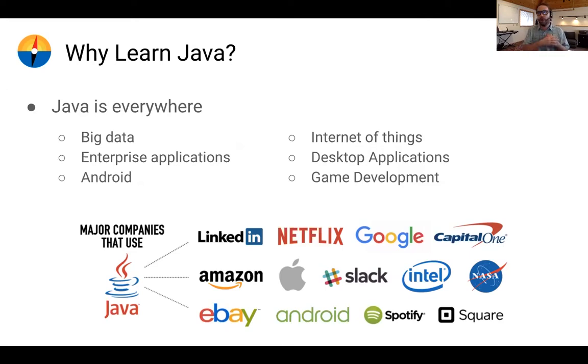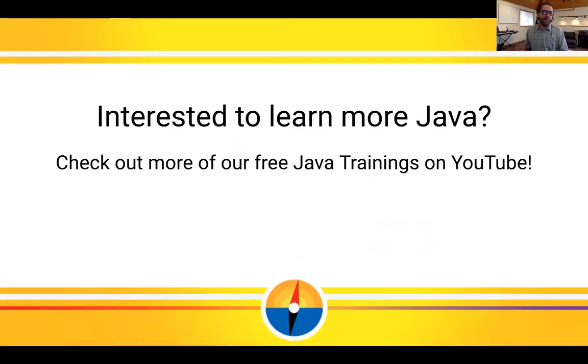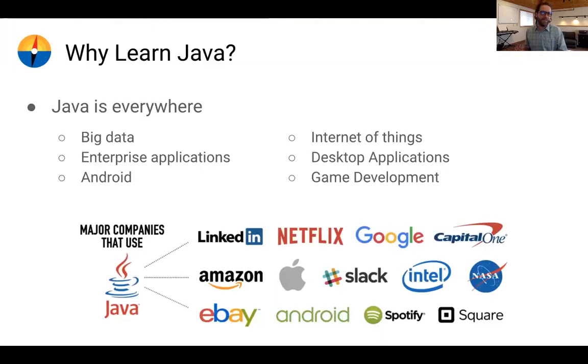It can be used in all kinds of scenarios. No matter what kind of application you're trying to build, there's probably a good argument that Java would be a good language to program that application in. So now that we know why we want to learn Java, let's go look at some source code.